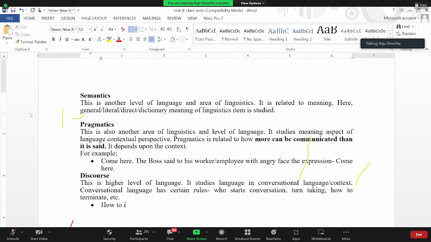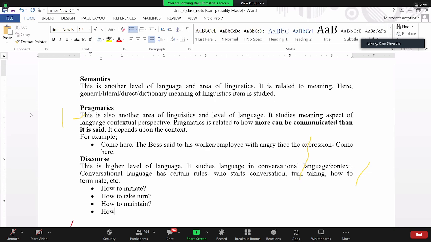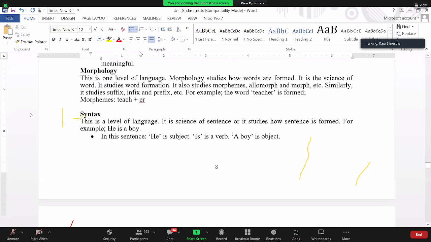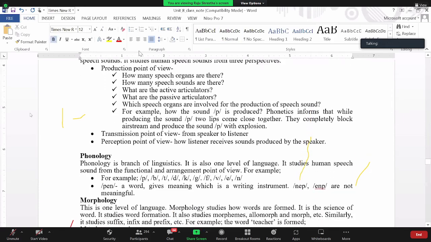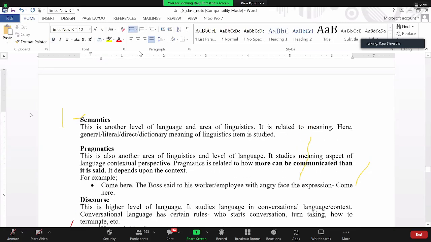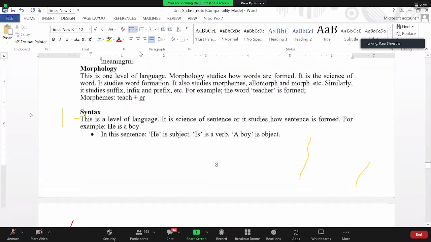How to initiate, how to take turns, then how to maintain, how to terminate, how to close. So everything in conversational language is at the discourse level. These are the different levels of language: phonetics, phonology, morphology, syntax, semantics, pragmatics, discourse. These are the areas of linguistics.